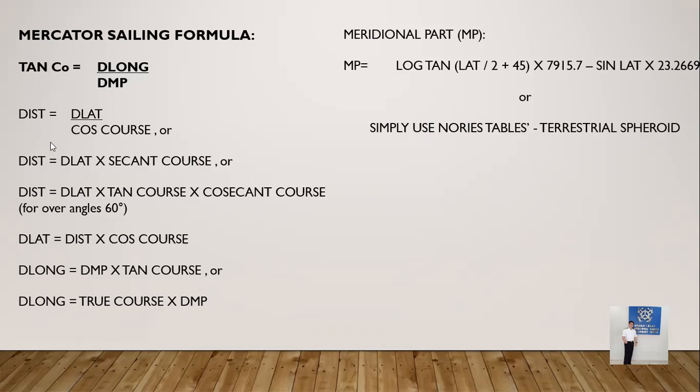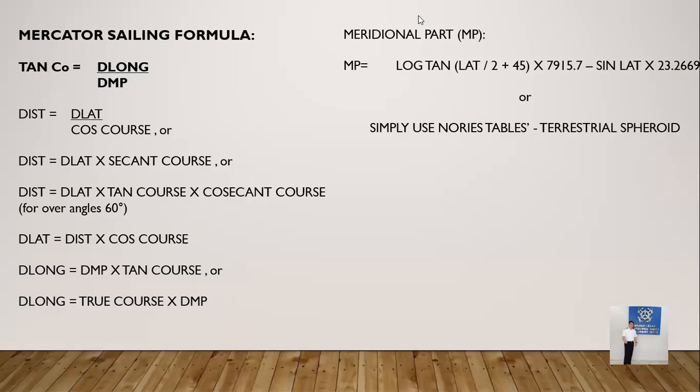Now, I'm giving you three formulas for the distance. Next, for the D lat, it is distance times cosine course. That will be the formula. And for D long, you actually have two formulas: DMP times tangent course, or true course times DMP. But remember, for D lat, if you have two latitudes, you can already get it by subtracting. Also the D long: if you have two longitudes, just subtract, and then you get the difference of longitude. That is the basic.